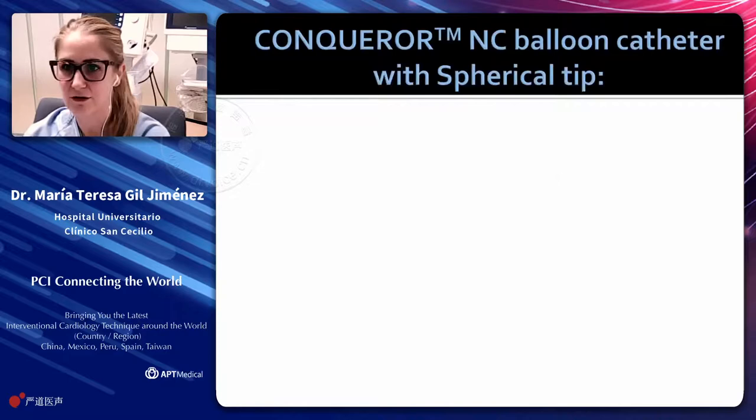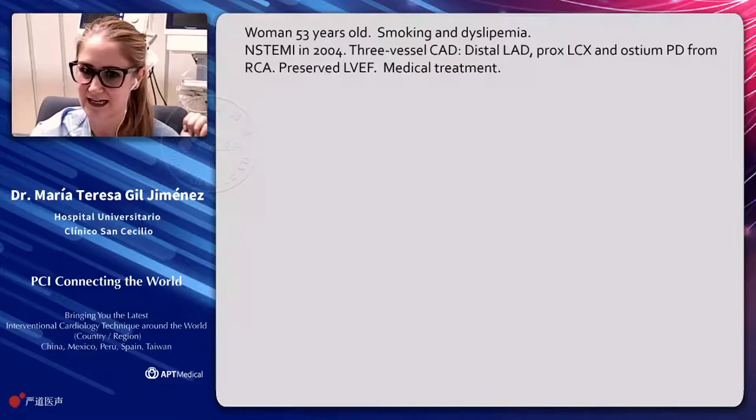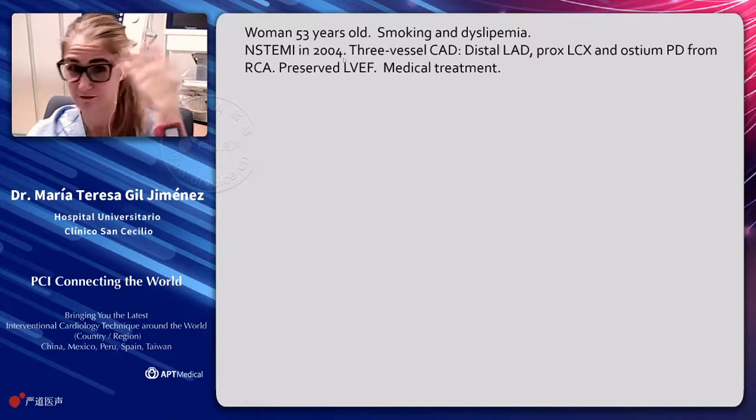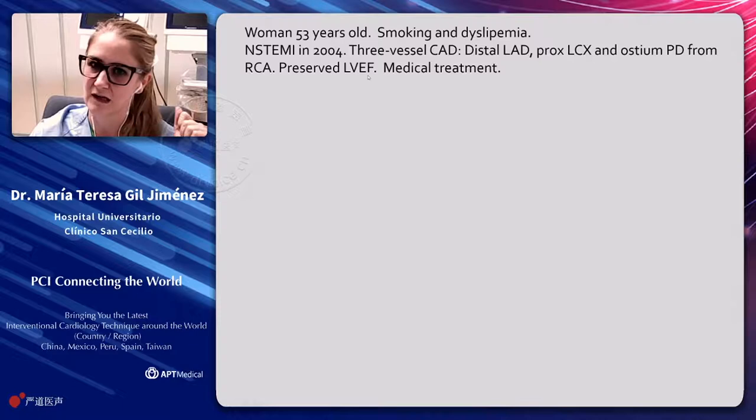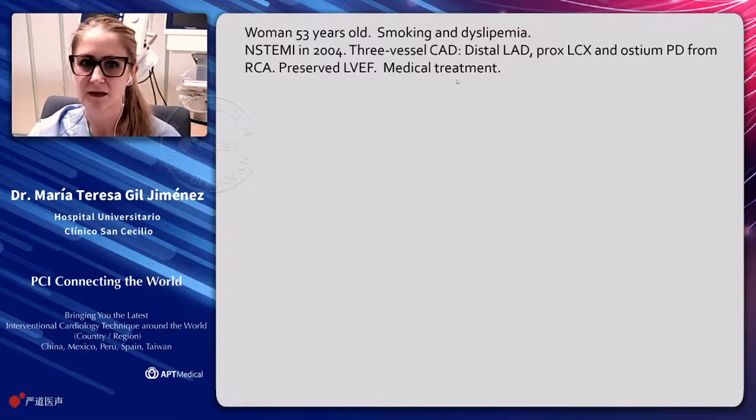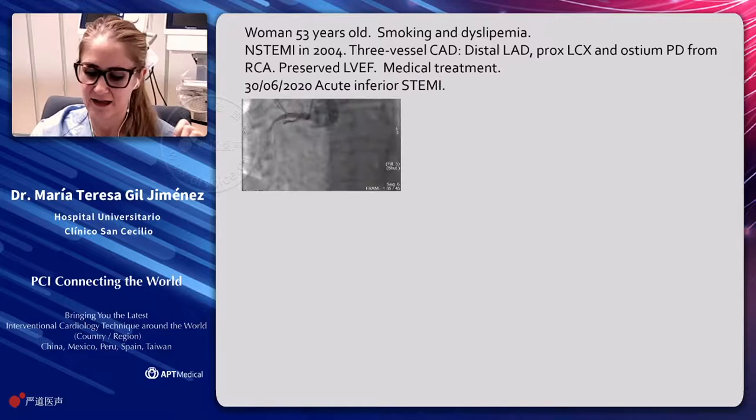So, the Conqueror non-compliant balloon. The last case, a complex patient, is a woman, 43 years old, smoking and dyslipidemia. Sixteen years before, she had a non-STEMI. She had three-vessel disease: distal LAD, proximal circumflex and ostium of the posterior descending, with preserved left ventricular ejection fraction, and the doctor at that moment decided on medical treatment. Asymptomatic for 16 years. And now the summer comes with an acute inferior STEMI.